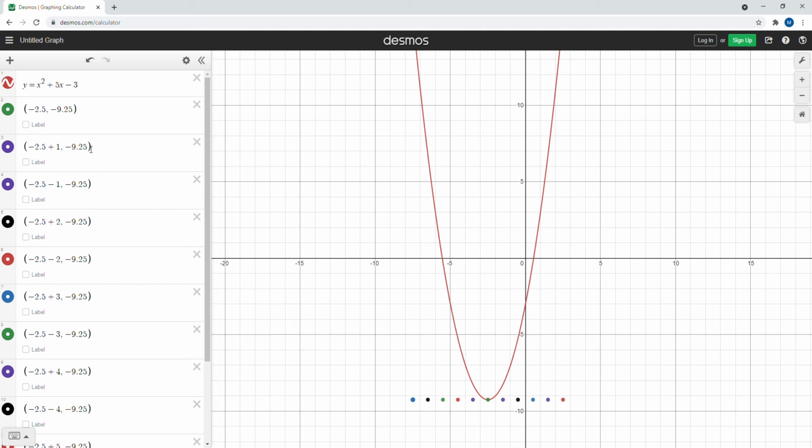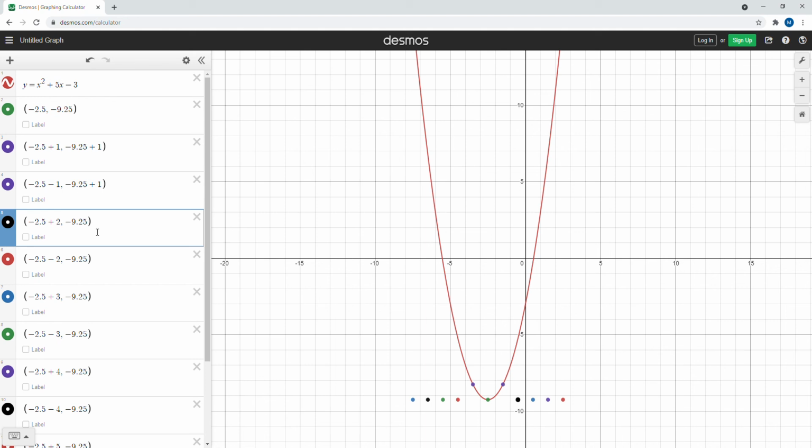So 1 squared is 1, so we will add 1 to the y-coordinate. When we do that, the point that was in the horizontal row jumps up onto the parabola. So then when we subtract 1, we're going to square that. Minus 1 squared is also positive 1, so we add 1 to the y-coordinate, and it jumps up onto the parabola.